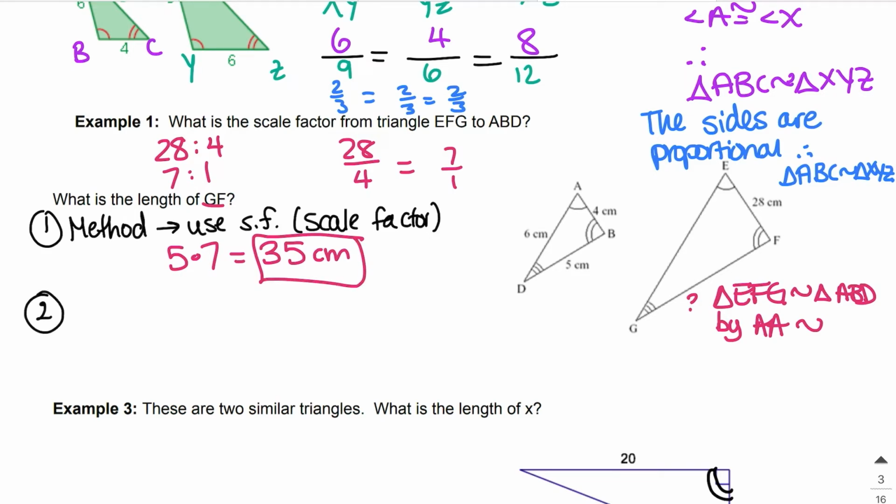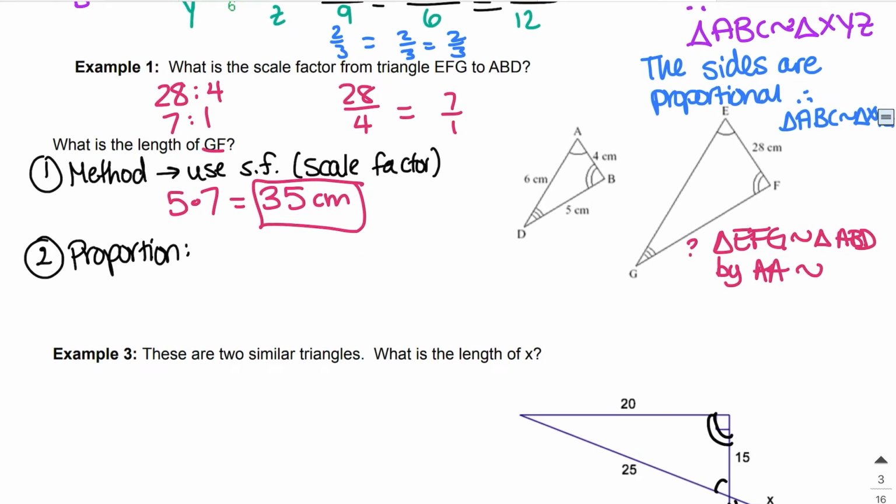Another way is to write a proportion. So let's talk about what a proportion will look like. The 2 sides that I know are 4 is proportional to 28. So right here, I would put the 4 on top, the 28 on the bottom, or vice versa, it doesn't matter. And that's going to equal, on this side over here, we've got side 5, and we want to use that to figure out what this missing side is right here, so we'll call this x.